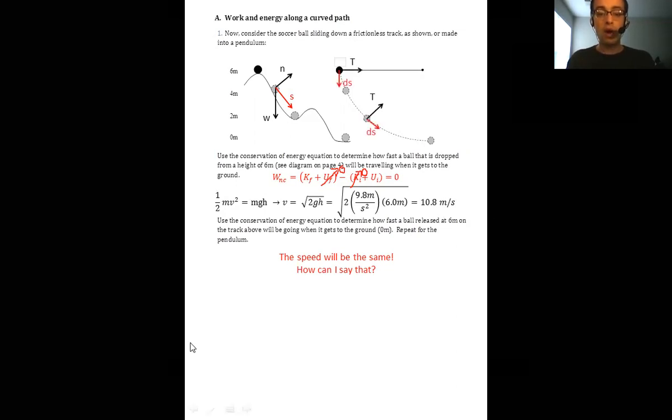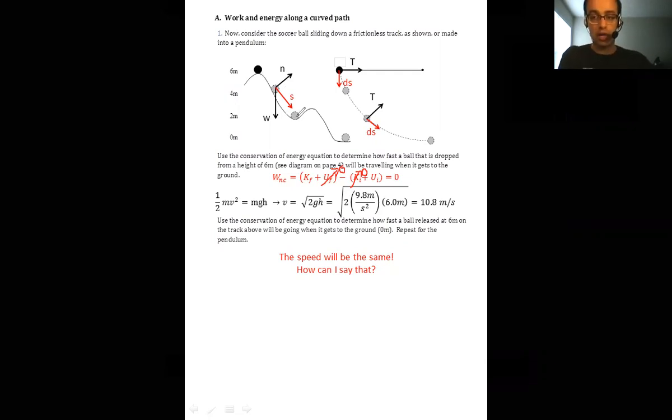Well, we've already shown here that the normal force is perpendicular to the displacement, meaning that the normal force makes no contribution to the amount of work. We're told that this track is frictionless, which also means that friction is not going to be doing any work on this particular projectile as it slides. So only gravity is actually in play here.